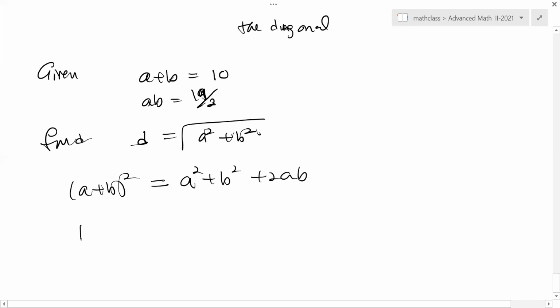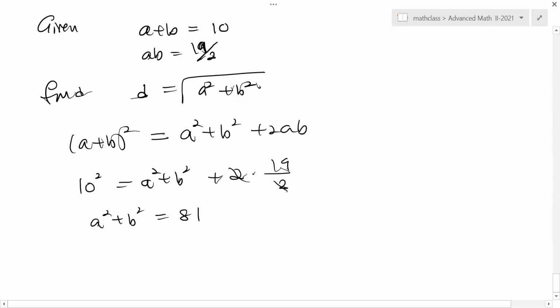So a plus b here, 10 squared, equals a squared plus b squared, okay, and then plus 2 times 19 over 2. Okay, cancel it out. So a squared plus b squared equals 81. So D is going to be square root of 81, which is 9.